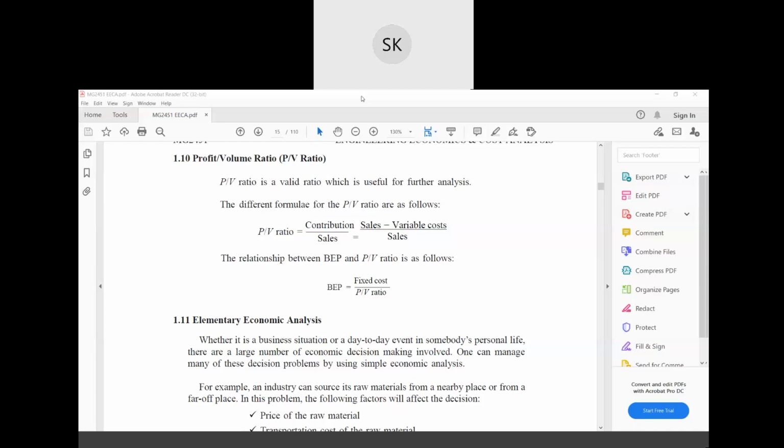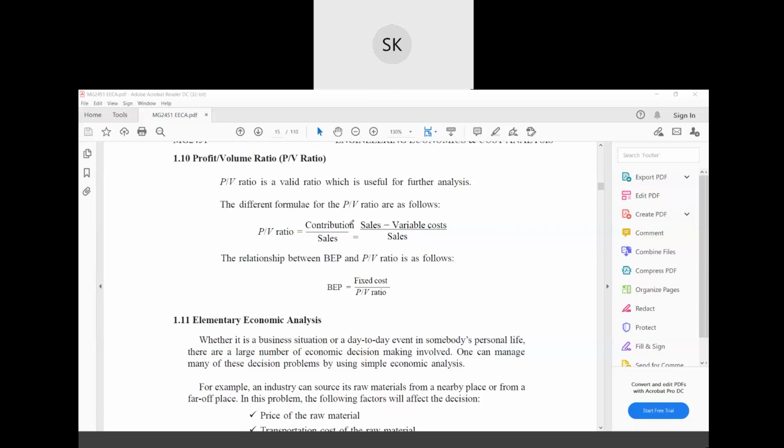So the P/V ratio is contribution by sales. Contribution has the formula of sales minus variable cost. Suppose you have the contribution, you just apply the value of contribution and divide it by sales. Suppose you don't have contribution, but you have sales and variable cost, you can find it this way also.